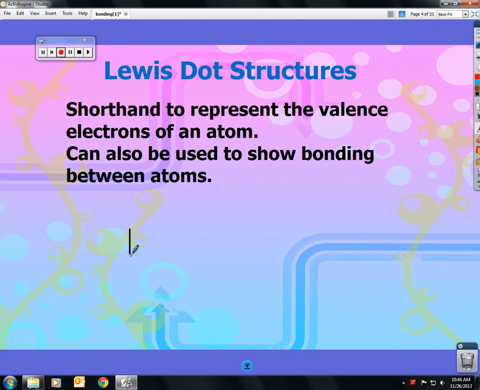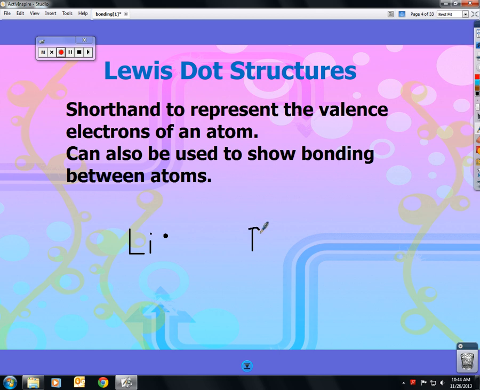Okay, so I'm going to do an example. Lithium, you start with the symbol. You look up how many valence electrons it has, and it has 1. So I'm just going to put 1 dot to represent 1 valence electron. It does not mean that it has only 1 electron. It only has 1 outer electron, the valence electrons.